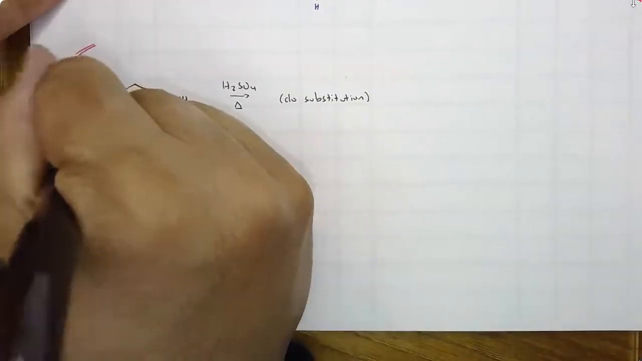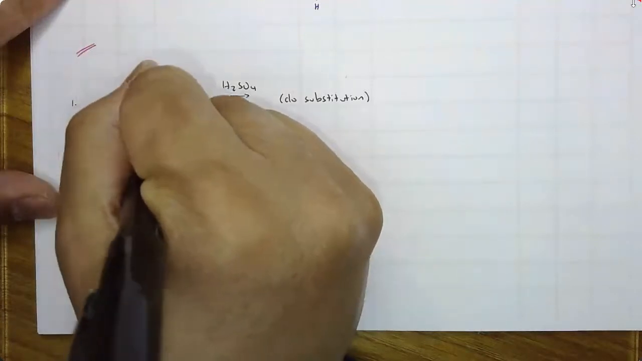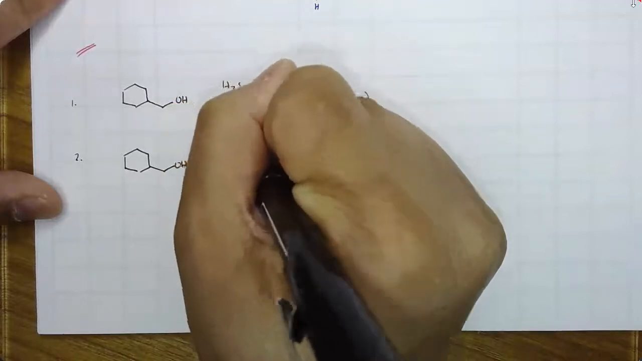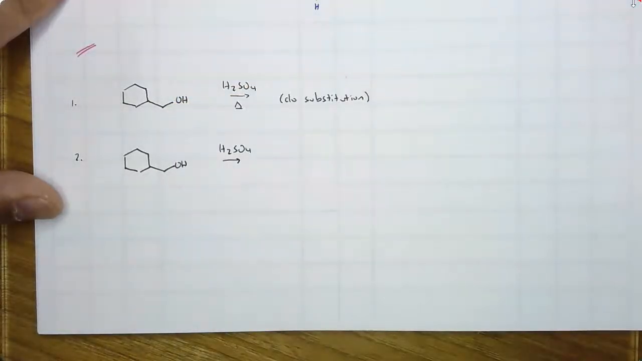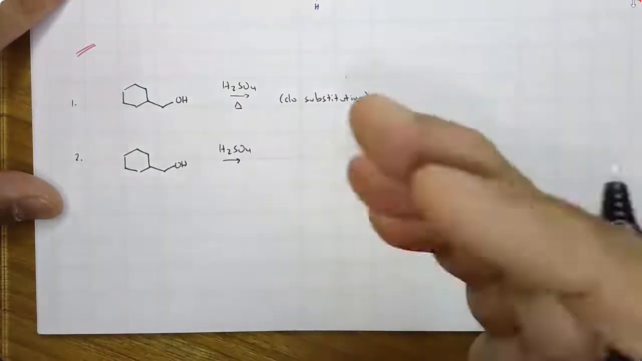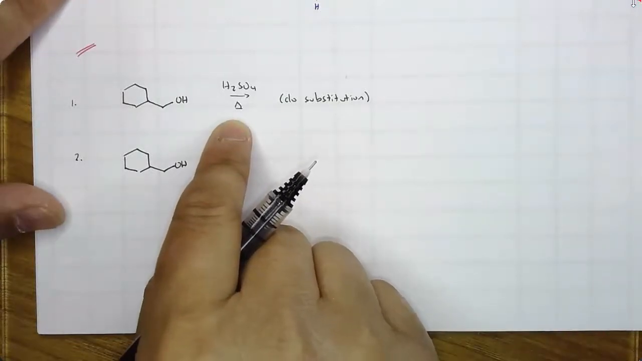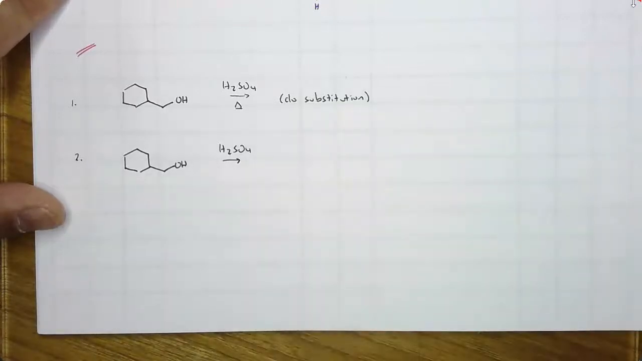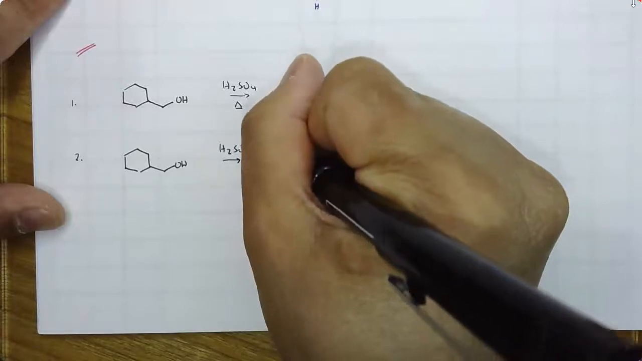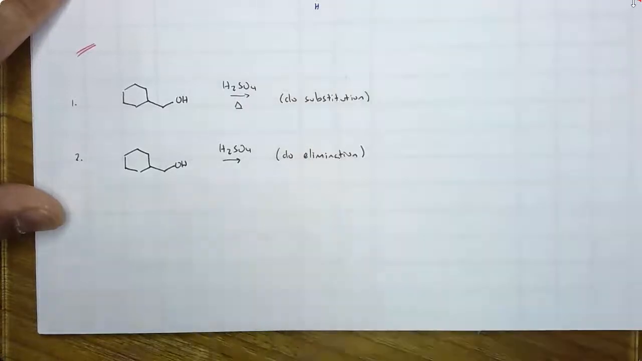Now, if I'm more interested in the elimination product, here's the same primary alcohol. Again, same conditions, but less hot. I know that I teach dehydration with some heat. Again, some professors actually put the temperatures like 180 degrees C versus 140 degrees C. I'm not going to do that. Instead, I'm just going to plainly say what I want, and I'm going to say here, do elimination. Make the alkene.